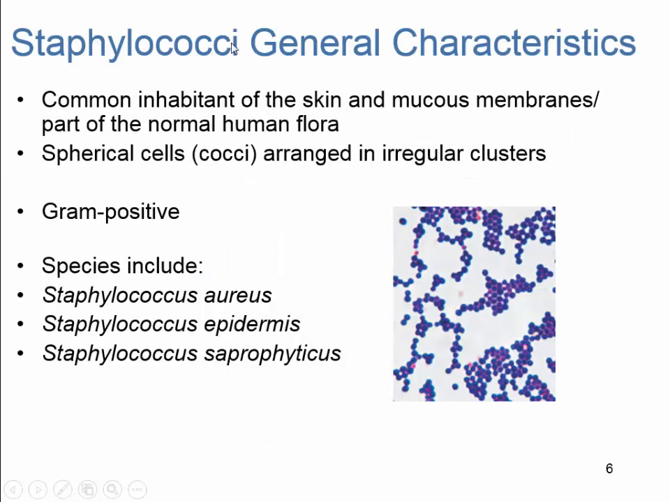Staphylococcus in general are common inhabitants of the skin and our mucous membranes. They're normal commensals of our human flora. When stained by gram stain techniques, they appear as very grape-like clusters. The species that we'll be discussing in this lecture are Staphylococcus aureus, Staphylococcus epidermidis, and Staphylococcus saprophyticus.